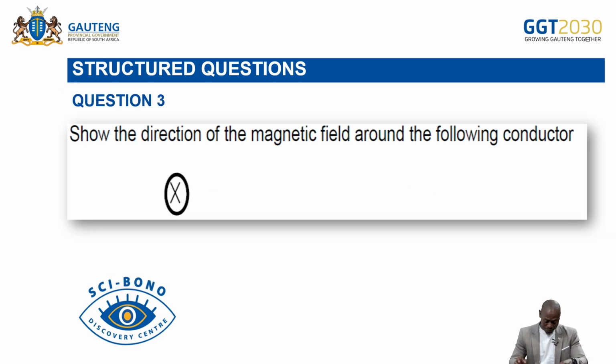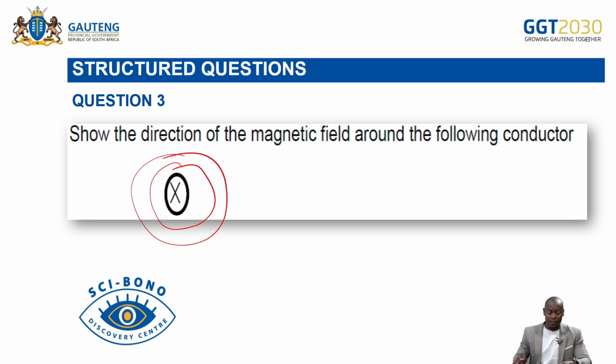Okay. Then show the direction of the magnetic field around the following conductor. So already you know that the direction of current is into the page. And we have to use the right hand rule. Again, this is into the page. Remember, the dot is out of the page, and then the cross is into the page. So here is into because I see a cross here.